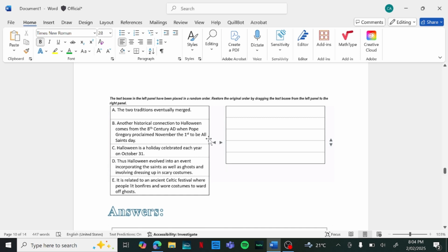So the first one here is C, okay? You see A, B, C. So the first in order here is C. Now let's look for the next one.